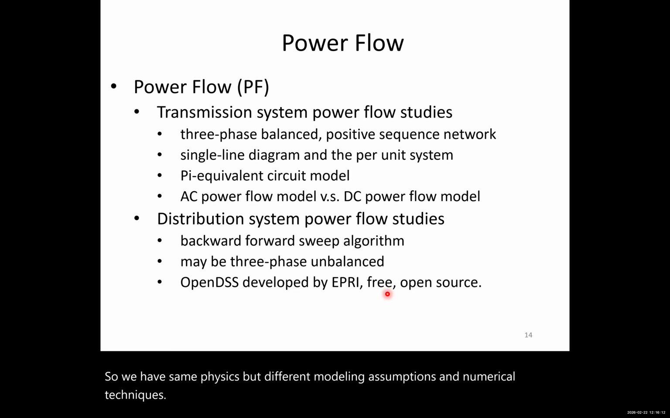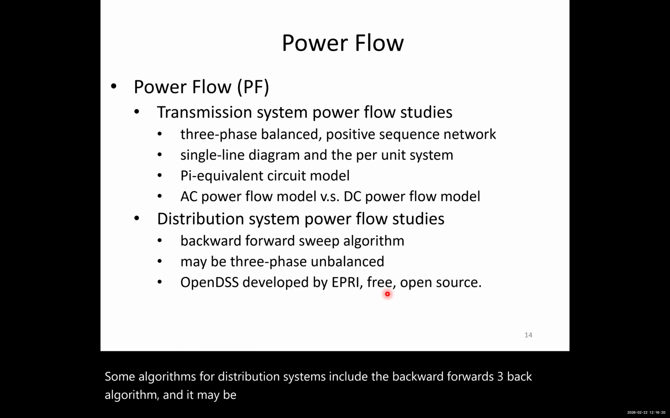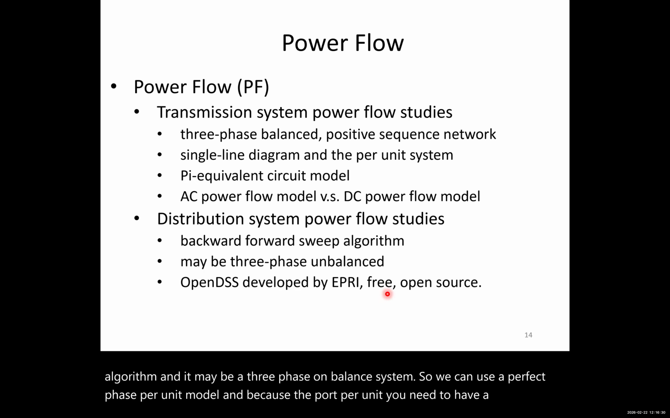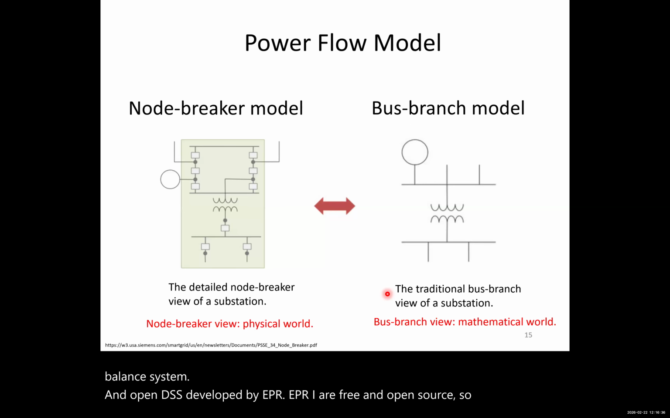Some algorithms for distribution systems include the backward-forward sweep algorithm, and it may be a three-phase unbalanced system, so we can use a per phase, per unit model, and because per unit you need to have a balanced system. And OpenDSS, developed by EPRI, is free and open source, so we can use it.